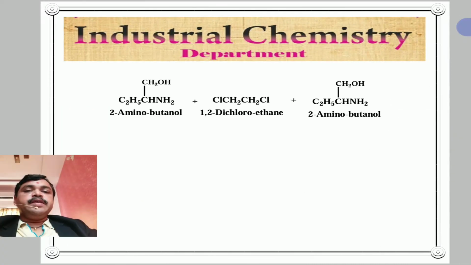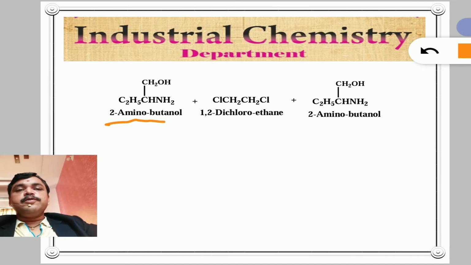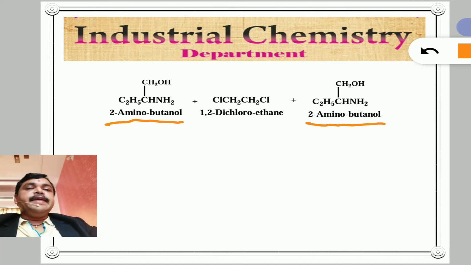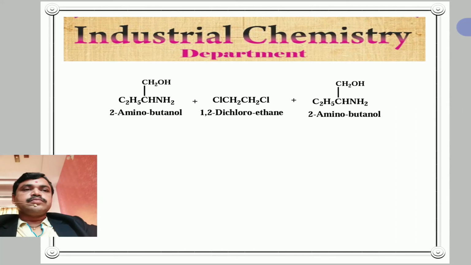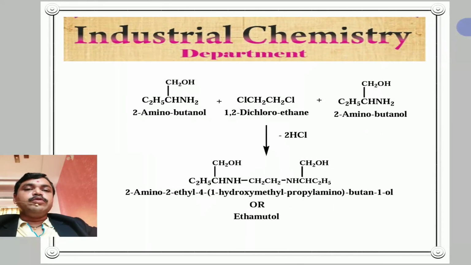Now we see the next step. First we synthesize 2-aminobutanol. Two moles of 2-aminobutanol are treated with 1,2-dichloroethane. This is the structure of 1,2-dichloroethane. Interaction between 2 moles of 2-aminobutanol and 1,2-dichloroethane gives ethambutol. We see the detail.